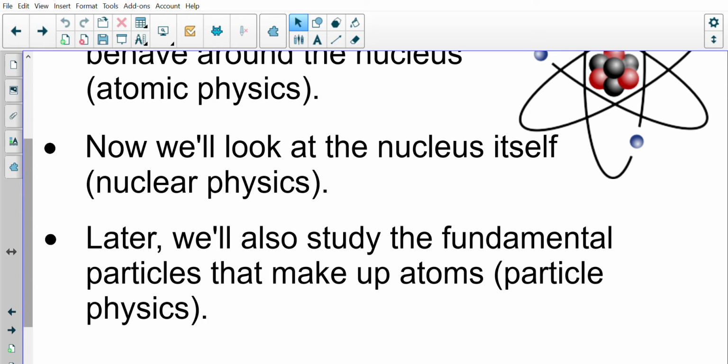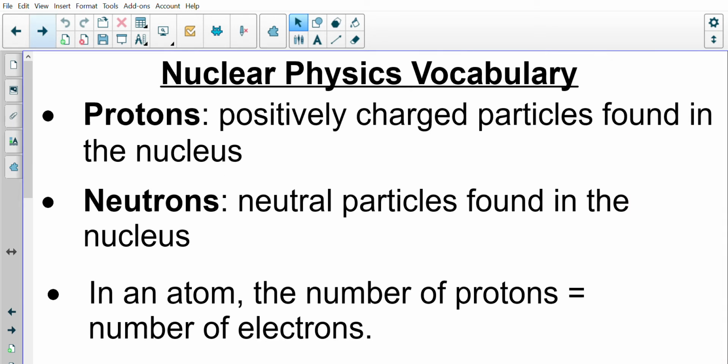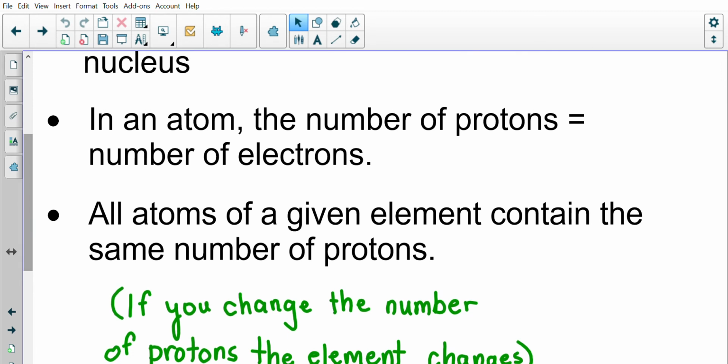And just so you know, towards the end of Unit D, we're going to study the fundamental particles that make up atoms, and that's called particle physics, and that will be outcome D4 when we get to it. So we're going to begin by looking at some nuclear physics vocabulary. Much of this vocabulary you probably already know, but just so that we're all on the same page, we're going to go through it. So we know that protons are the positively charged particles that are found in the nucleus. Neutrons are neutral particles found in the nucleus. And because atoms are neutral overall, in an atom, the number of protons equals the number of electrons.